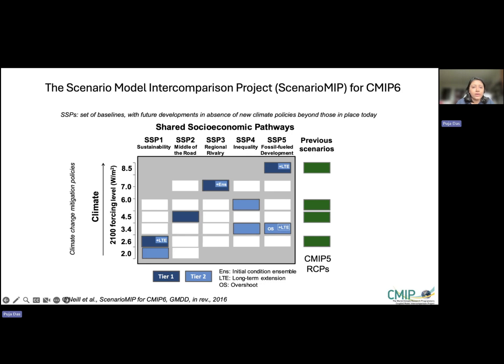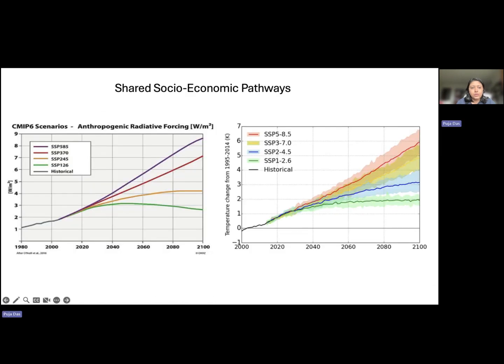The next one is called SSP 585. You would see this in the next slide. So 5 means fossil fuel development. We would use fossil fuel everywhere, and that would emit a lot of carbon dioxide. And 85 means 8.5 of warming or forcing level. Next we have SSP2, which is known as middle of the road, SSP3 as regional rivalry, SSP4 as inequality. So this figure might be a better one to show.